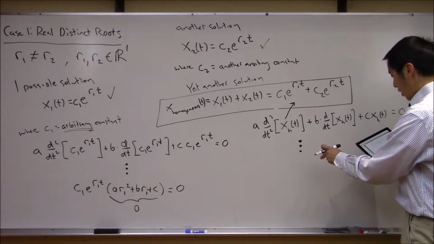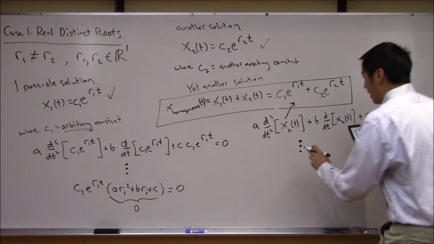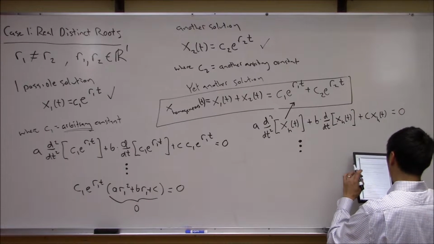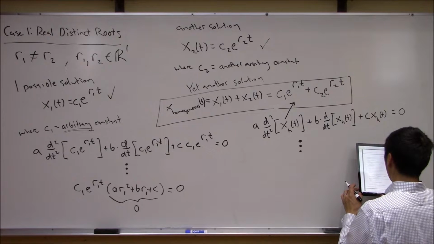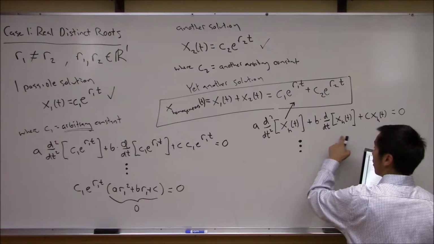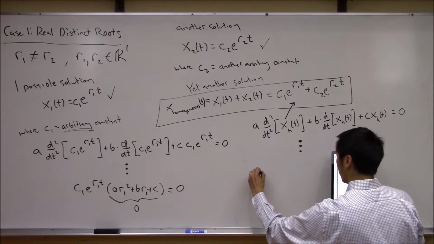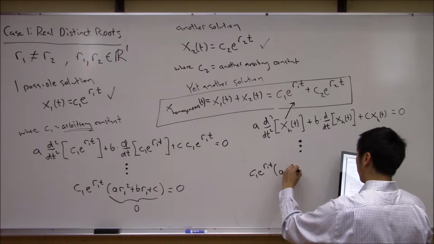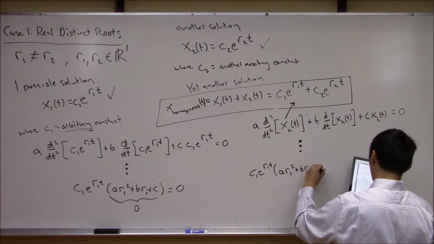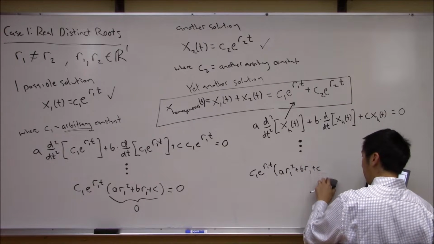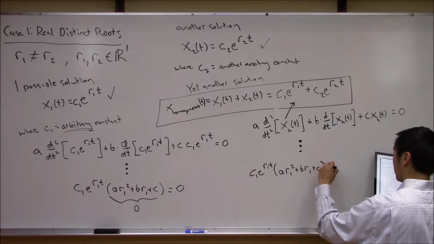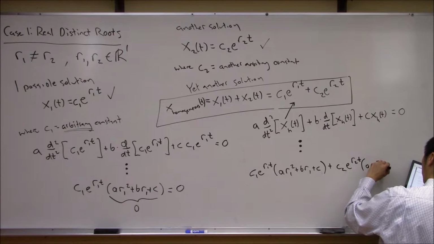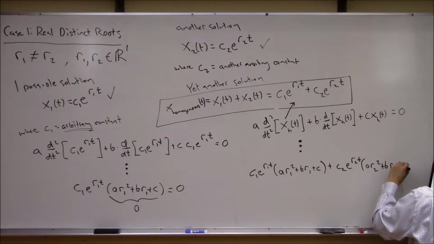Okay, sorry, I'm back. So you plug all of that in, and again, check the notes if you want the details, or tell you what, I'll just flash up a screenshot of my Mathematica output so you'll believe that I'm not just jerking your chain here. But you can manipulate this thing to look like c1 e to the r1t times (a r1 squared plus b r1 plus c), plus c2 e to the r2t times (a r2 squared plus b r2 plus c). This better equal 0.